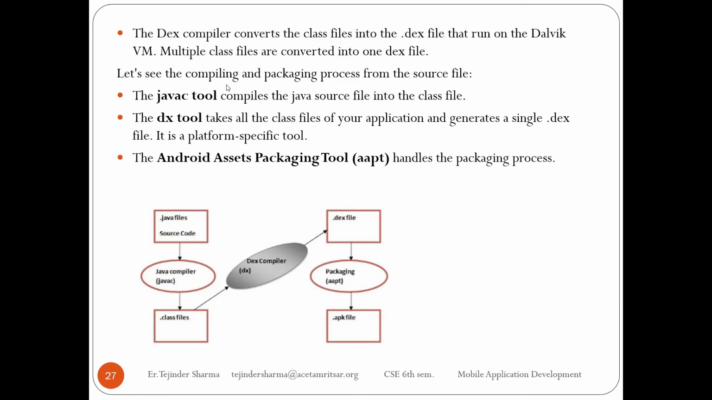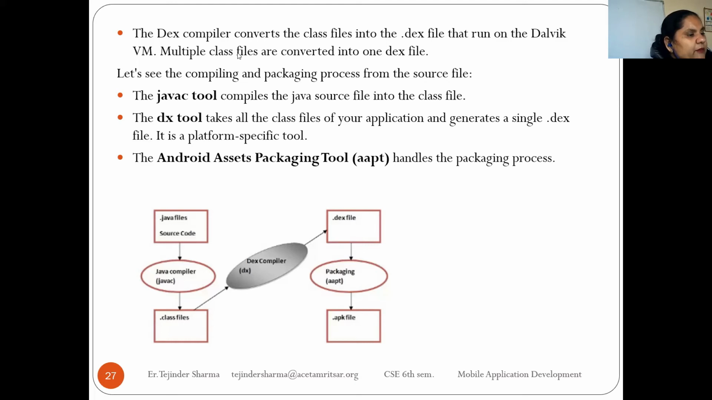So here you can see here is the Java file. It is converted to the compiled class file using the JavaC compiler. Then the DEX compiler takes all the class files of your project and converts them into a single Dalvik executable file. Then Android Asset Packaging Toolkit is responsible for converting your DEX file into the APK file, which can be deployed on your mobile phone. So here are the steps.